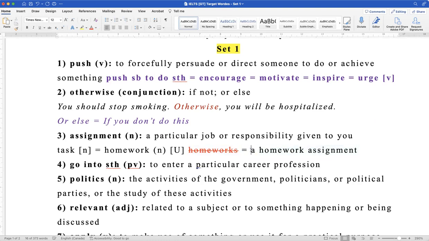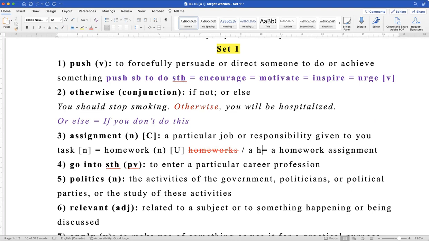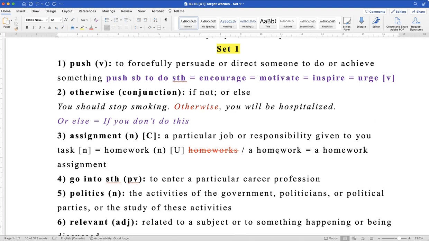Here we use a because a refers to assignment. Assignment is countable. So when you say homework assignment, it's a collocation. Two words are used together, homework assignment. Again, can you say a homework? It's also not correct because homework is not countable. So you cannot say a homework, you cannot say homeworks.